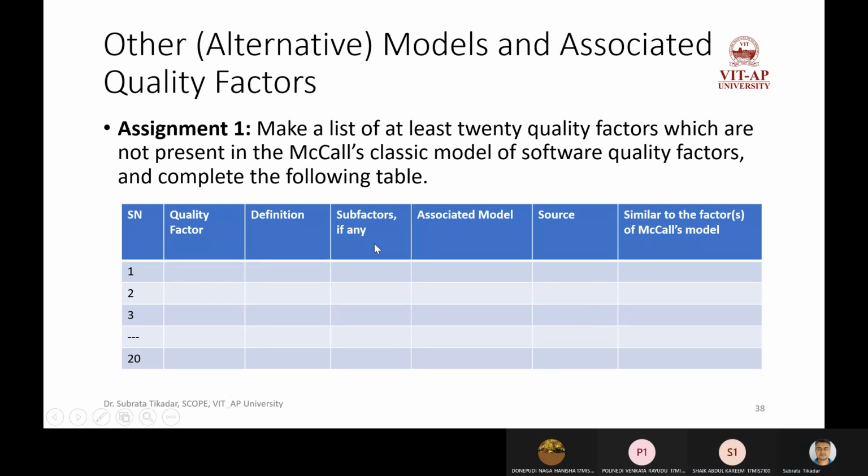So it is clear, right? You have to name 20. Sir, in McCall's model there are 11, no? Yes, other than this 11, you have to find another one. Like in the ISO IEC model, 8 were defined, but 4 of them were common to McCall's model. So you can list the other 4 from there itself, right? Those 4 factors are not present in McCall's model.